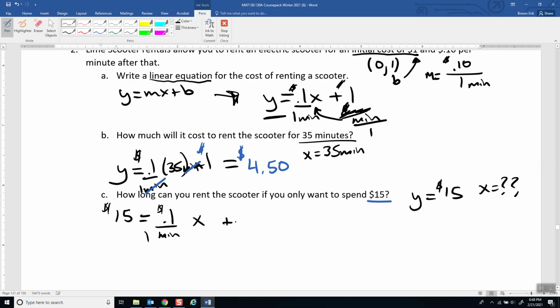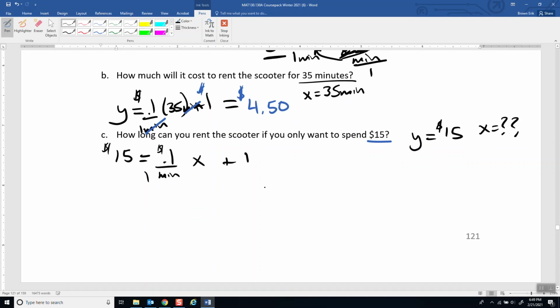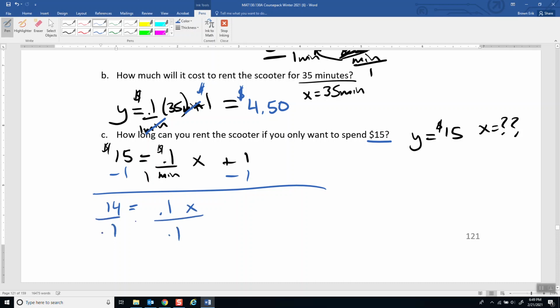Times x plus $1. So we can solve this by hand, or we can use Desmos to solve it graphically. Either way, I'll go ahead and do both. So I'll solve it by hand first. I'm going to subtract the $1 from each side. So I've got $14 equals 0.1 times x. At this point, I'm going to ignore the units. And I'm going to divide both sides by 0.1. Dividing by 0.1 is the same thing as multiplying by 10. So we can rent this thing for 140 minutes.